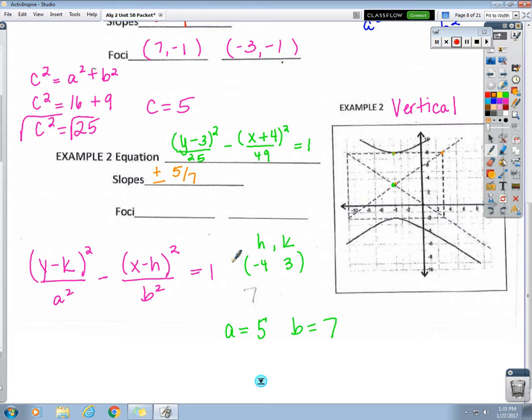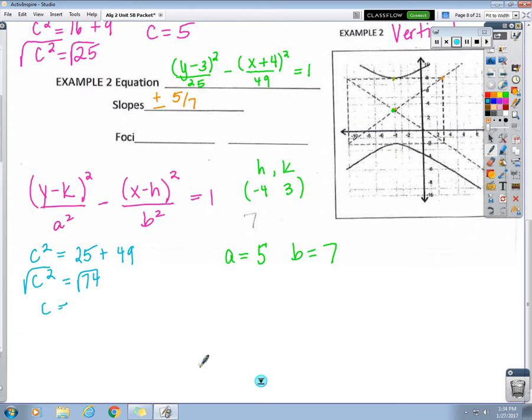Yeah, that's right. Okay. Now for foci points. The foci formula is c squared equals a squared plus b squared. Well, what does a squared become? And what does b squared become? So that becomes 74, and then you square root it, and what's the square root of 74? 8.6.